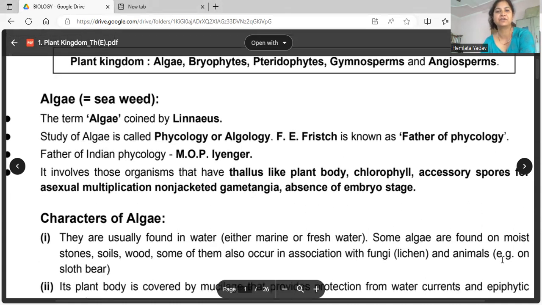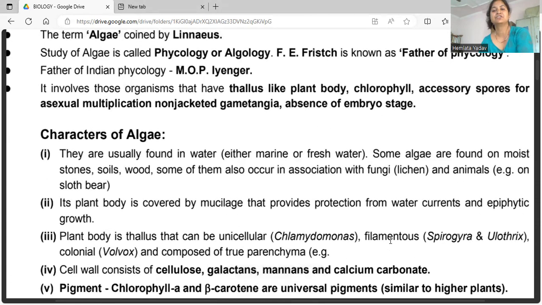These are the important five subdivisions of the plant kingdom. Algae means seaweeds. The term algae was coined by Linnaeus, and the study of algae is called phycology or algology, and it is given by F.E. Fritsch, known as father of phycology. Father of Indian phycology is M.O.P. Iyengar, and it involves those organisms that have a thallus-like plant body, chlorophyll, accessory pigments, and asexual multiplication and non-jacketed gametangia. So these are the important features of the algae.